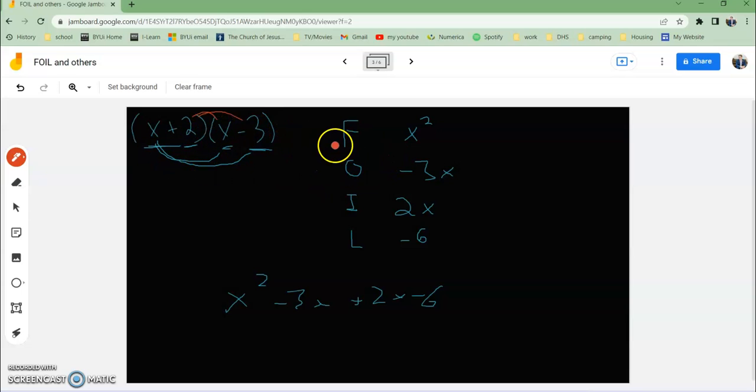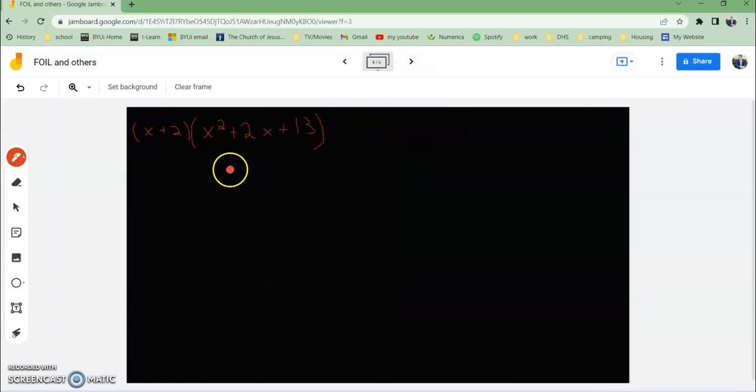And if you think of that, that's exactly what FOIL is. They all speed dated together. So in a similar way, we have to do that with this. So in this case, we know that x needs to be with x squared, 2x, 13. And we also know that 2 has to be with x squared, 2x, and 13.